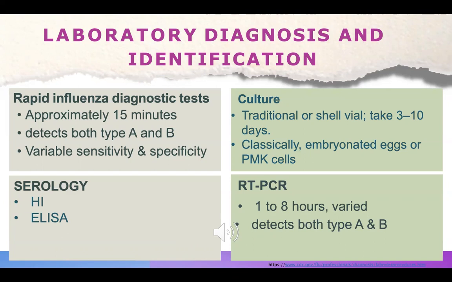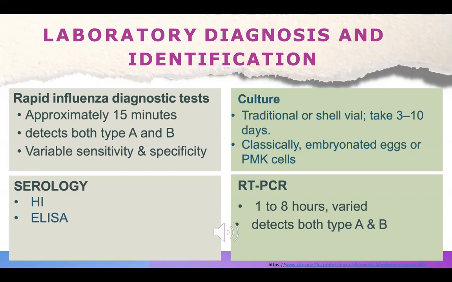And then for serology, we have hemagglutination inhibition. This procedure usually permits rapid determination of the influenza types and subtypes. And then you can also perform ELISA.